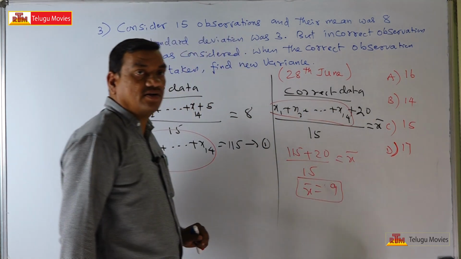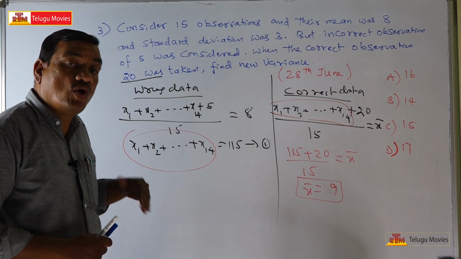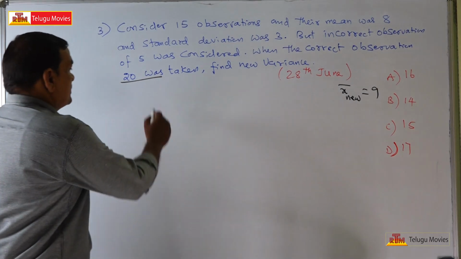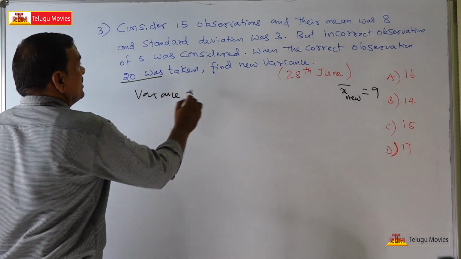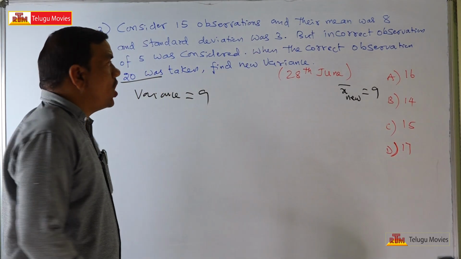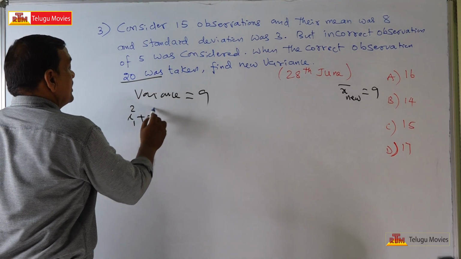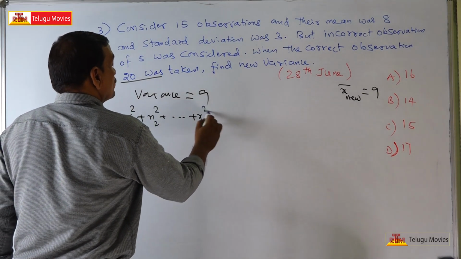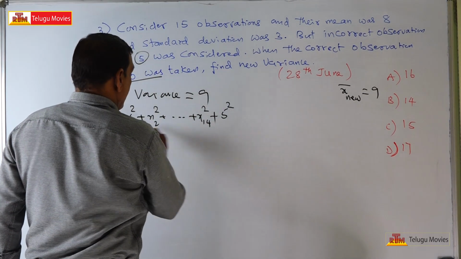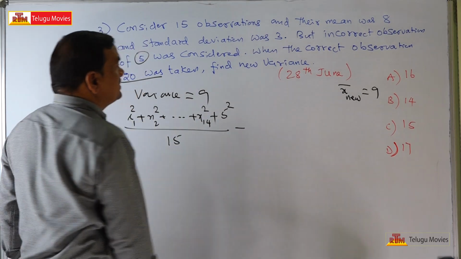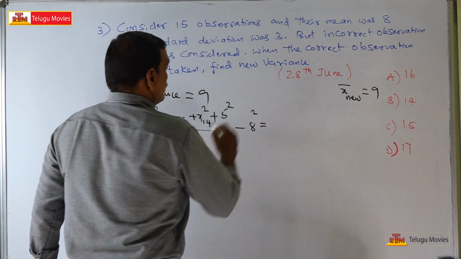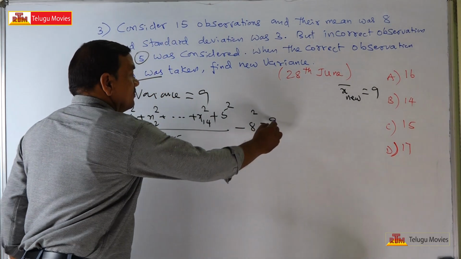So far I have only used the mean. Now, coming to the variance, we will go for the variance. Okay? So let us continue our problem. Dear students, coming to the variance. It is given that the standard deviation is 3, so the variance is 9. What is the wrong data? That is x1 square plus x2 square plus so on up to x14 square plus the wrong observation, which is 5 square, divided by 15, minus the mean 8 square. This is given as 9.